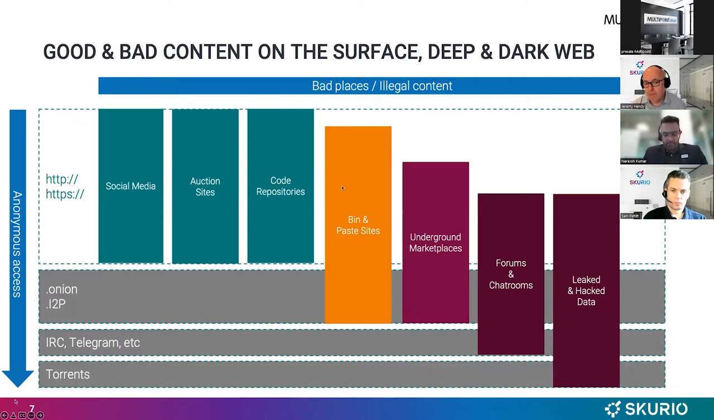There's a lot of sites that then get progressively darker. So some of the underground marketplaces that are focused on data breaches, the paste sites and bin sites that can be used to anonymously exchange data, the dedicated hacker forums and chat rooms that you need to be invited into. Some of those are on the surface web, some of them are on the Onion network, some of them are on chat rooms on IRC and Telegram.